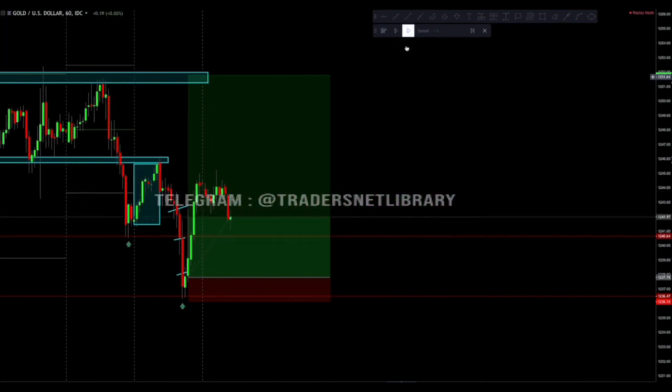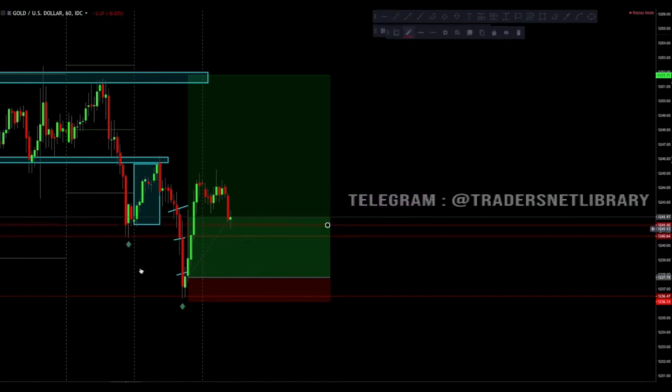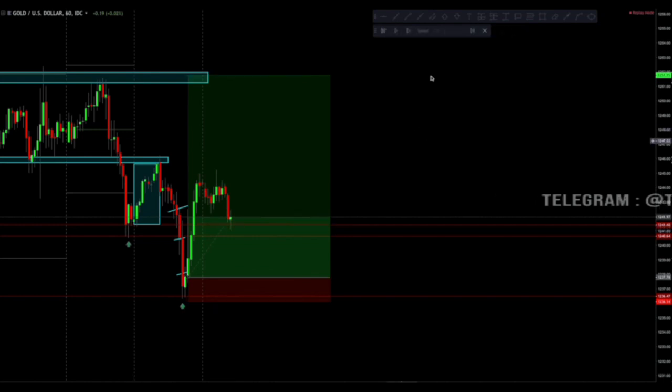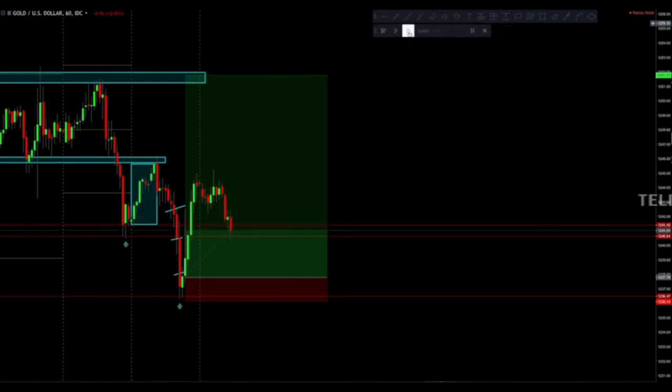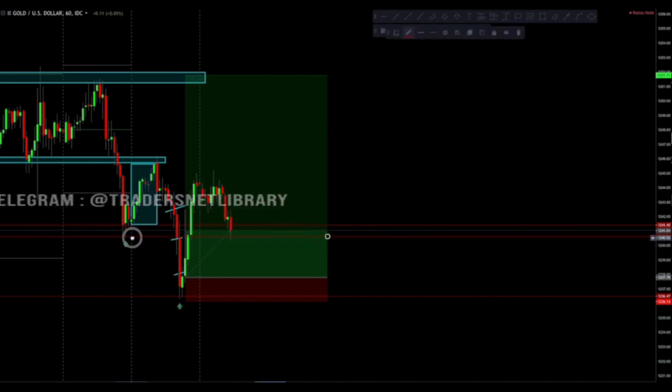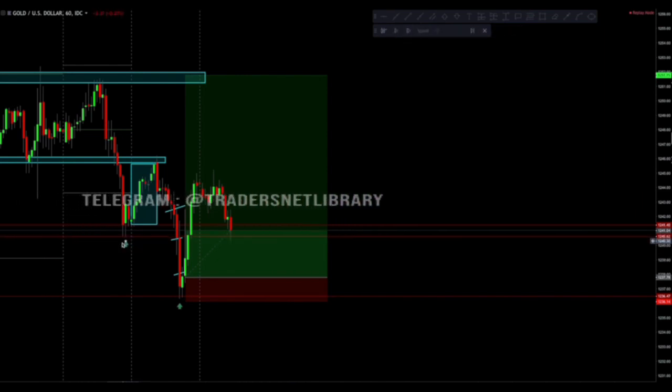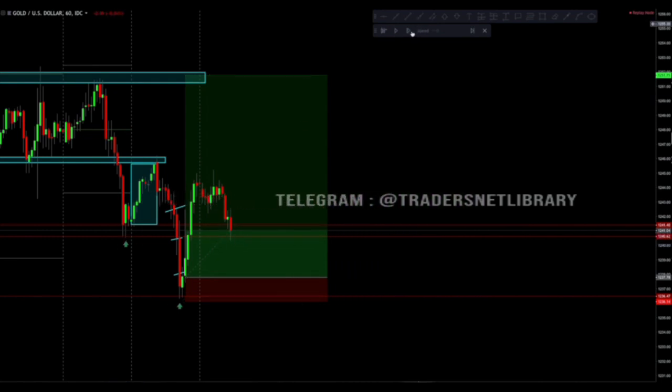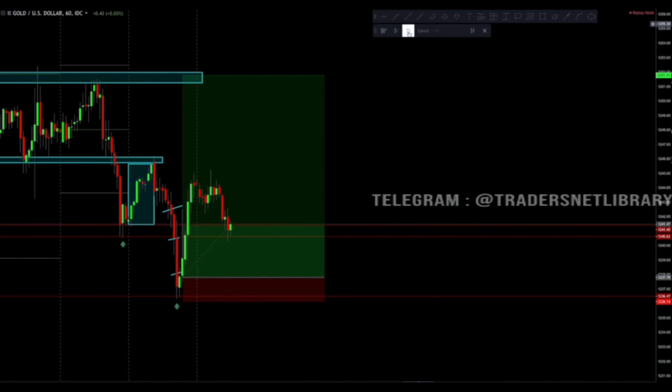Amazing. Let's mark another zone right here, because that's wicks. You can see wicks right here as well. Check this out. Go forward. Boom, right to the zone right here. If you look left, always look left. You can see it spiked through, it came back up. It's rejecting a little bit. Amazing. Look at this zone right here.